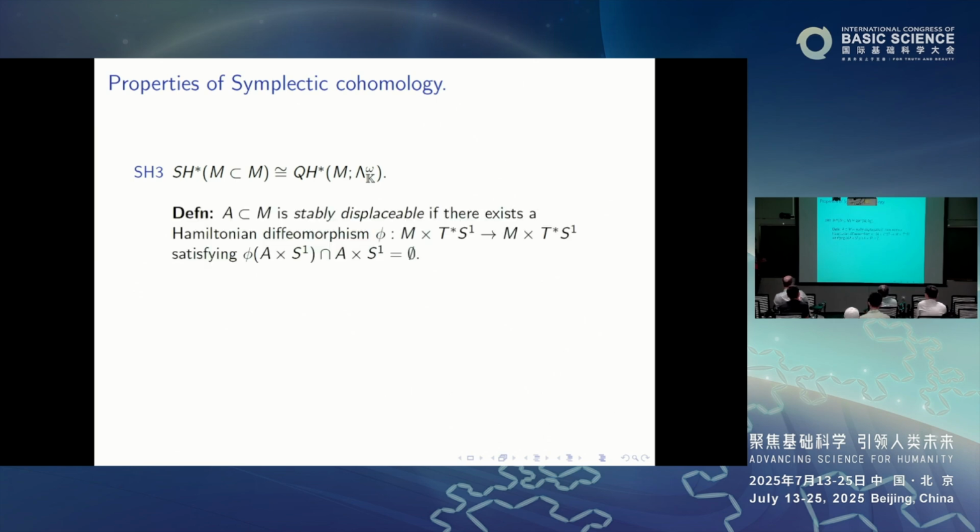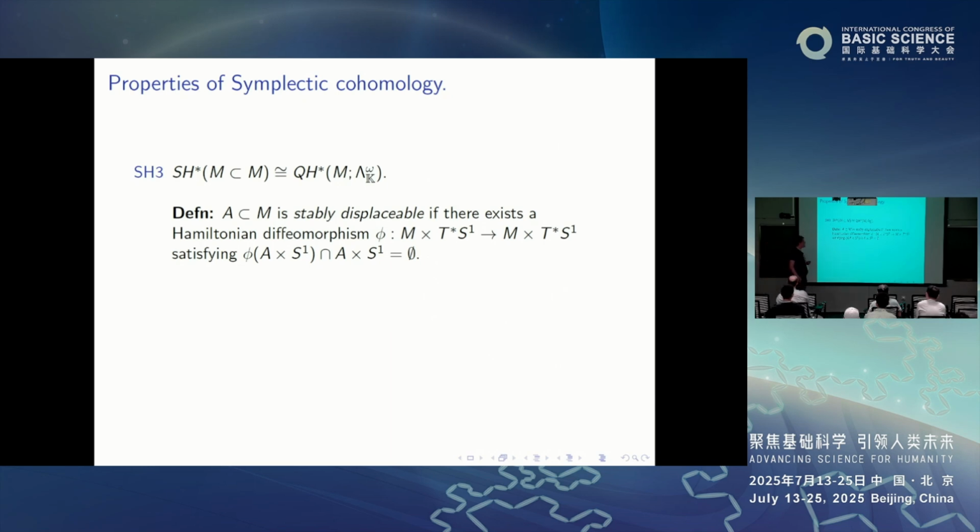I need a definition before I state the fourth property. A subset A in M is stably displaceable if there's a Hamiltonian diffeomorphism of M times T*S1 to M times T*S1, so that the Hamiltonian displaces A times S1 from itself. Okay? So that's called stably displaceable. What I like about this definition is you can have some subspace which is not displaceable for topological reasons, but when you cross with S1, it's topologically displaceable, because I can take this S1 and shrink it a bit. But you may not be able to do that in a Hamiltonian way.